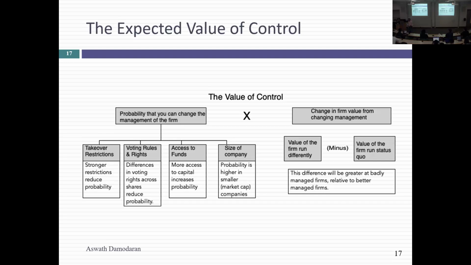So if you're doing this, what's the expected value of control at Meta? The answer is probably zero. Why? Because Mark Zuckerberg controls 57% of the voting rights. So your discussion gets cut really quickly off if you cannot change the management of the company.